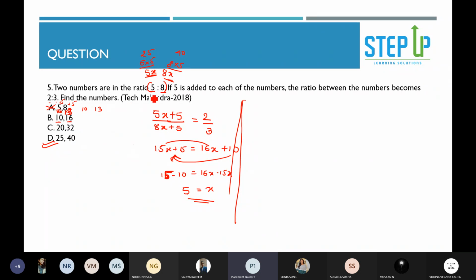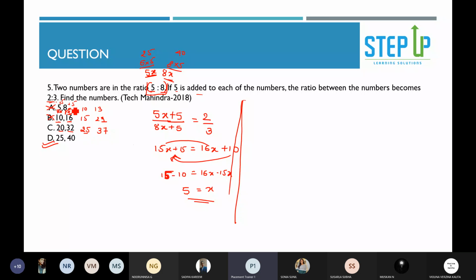If it is 10 and 16, all the options are in the ratio of 5 is to 8. You see, 2 5s are 10, 2 8s are 16, 4 5s are 20, 4 8s are 32, 5 5s are 25, 5 8s are 40. So the first condition is getting satisfied everywhere. We need to check mainly the second condition. If 5 is added to each number, 16 plus 5 is 21. So again, it is not in the ratio of 2 is to 3. Option eliminated. 25 plus 5 and 32 plus 5 is 37.